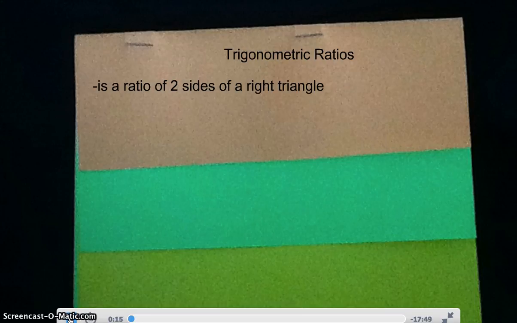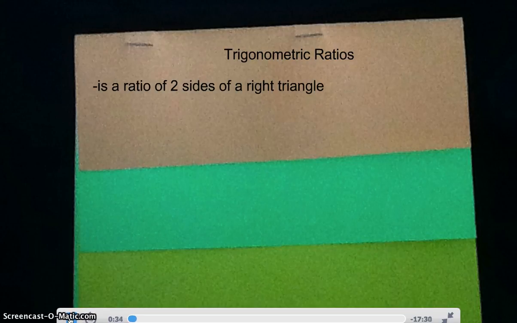For Pythagorean theorem, it has to be a right triangle. You have to be given two sides, and then you find the third side. Special rights: it has to be a 30, 60, 90, or 45, 45, 90. You're given one side, and you can find the other two sides.